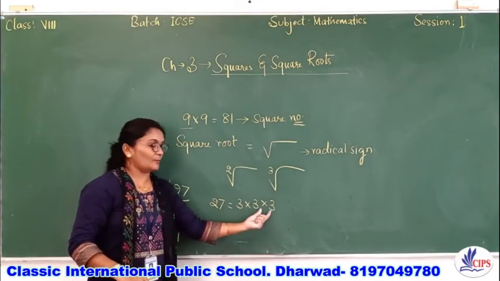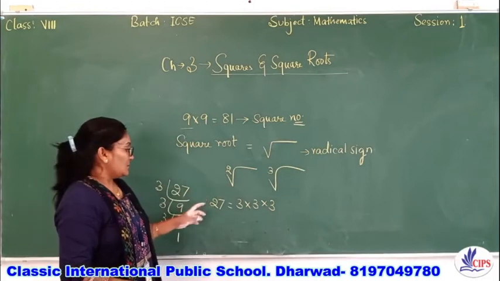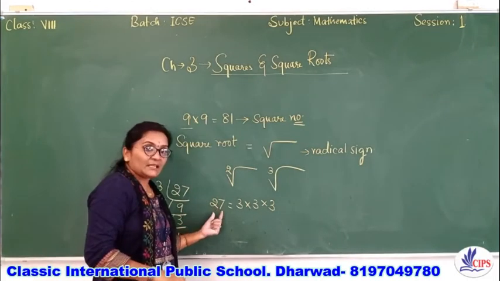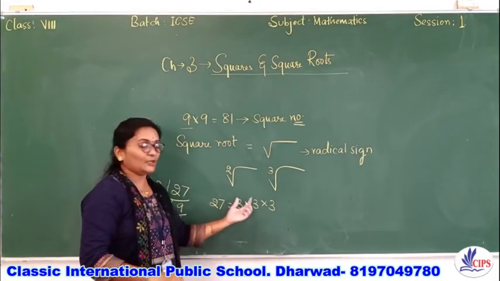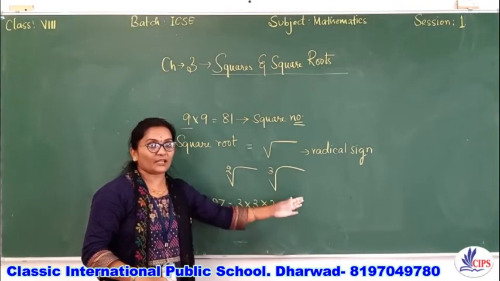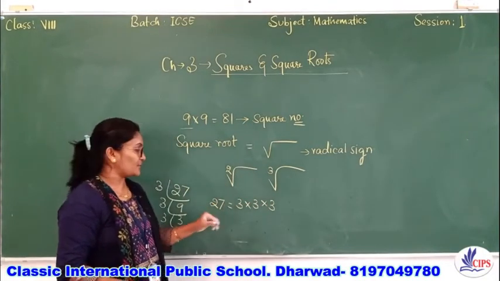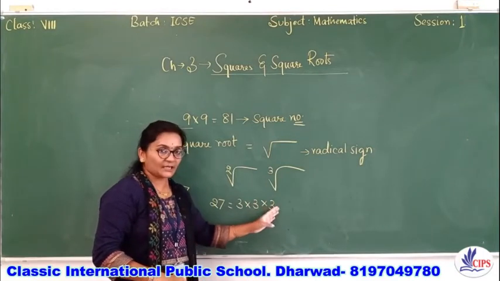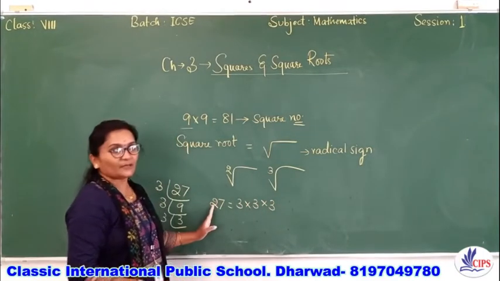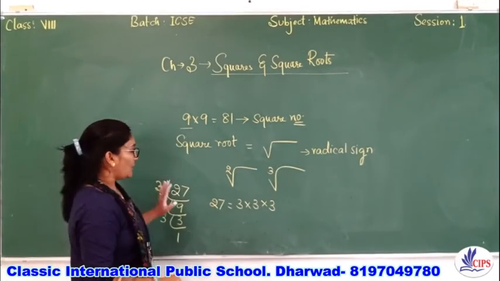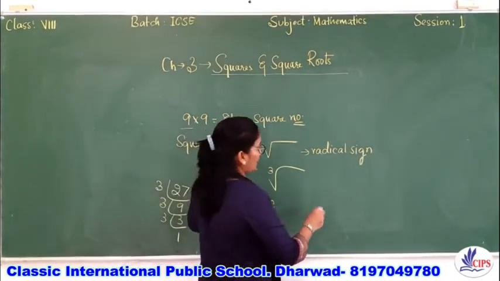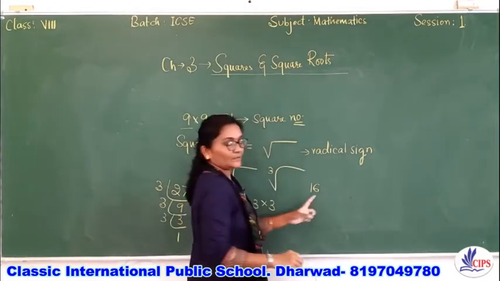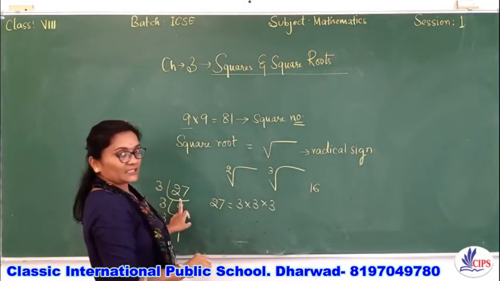Now I've got 3 numbers here. Suppose if 27 would have been a perfect square, we should get the same number 4 times, or we have to get it 2 times. Now as these are 3 same numbers, you have got it thrice, this is not a perfect square number. Got it?